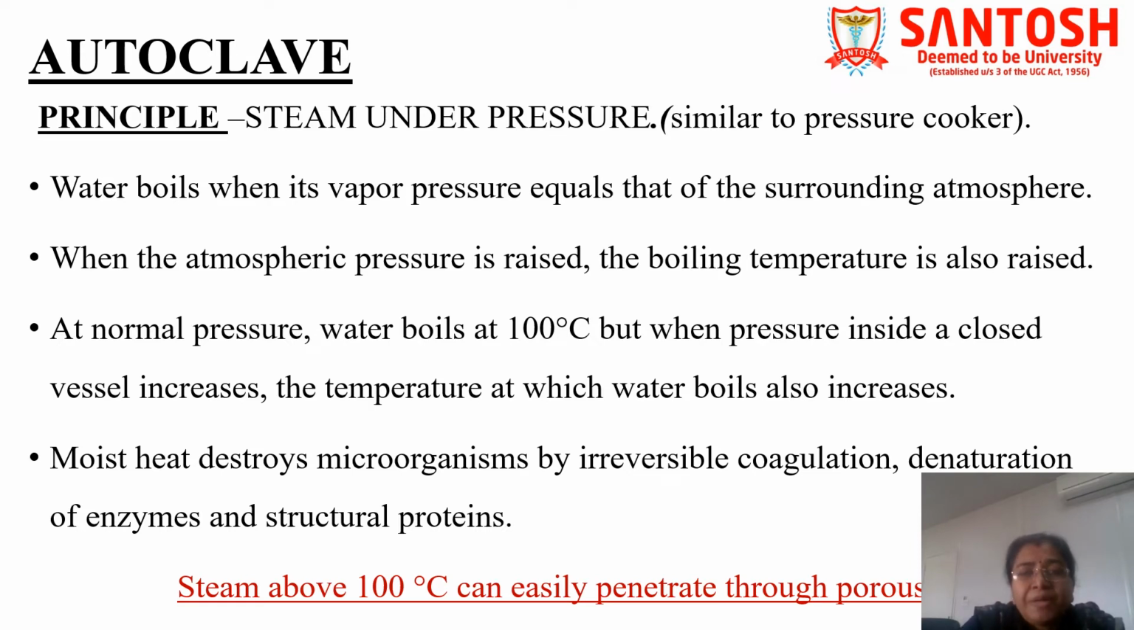Now when the atmospheric pressure is raised, the boiling temperature also rises. At normal pressure, what happens? Water boils at 100 degrees Celsius. Normally, if you boil water, it will boil at 100 degrees Celsius. But when pressure inside a closed vessel increases, the temperature at which the water boils also increases. And moist heat destroys the microorganisms by irreversible coagulation and denaturation of enzymes and structural proteins.